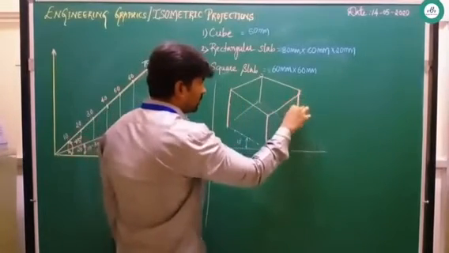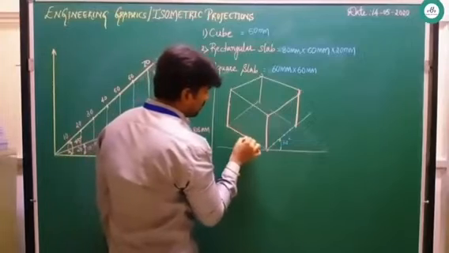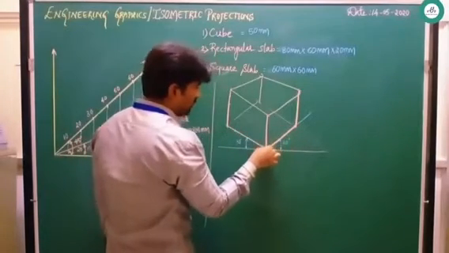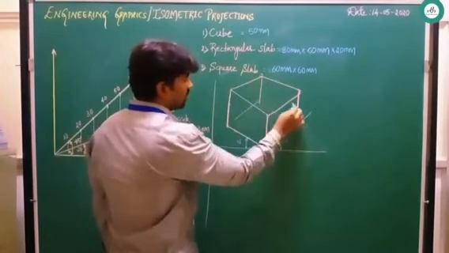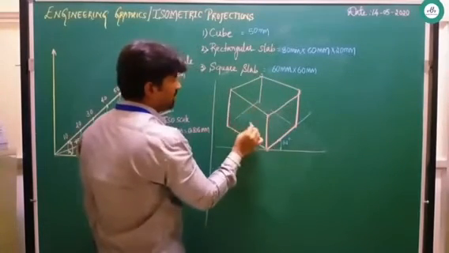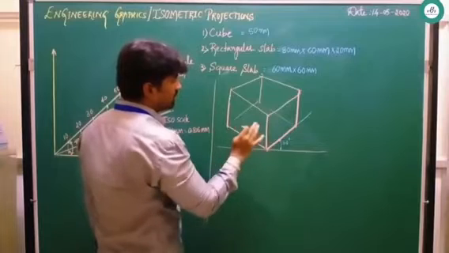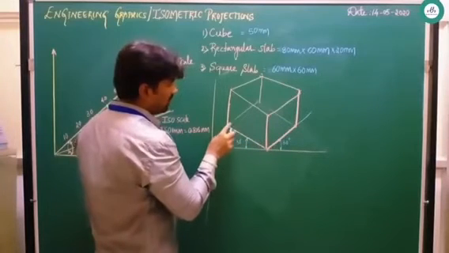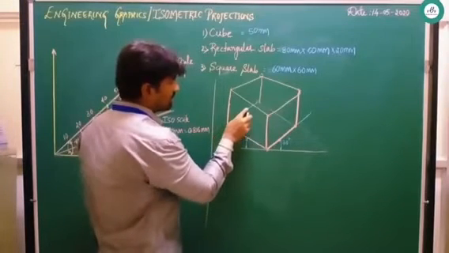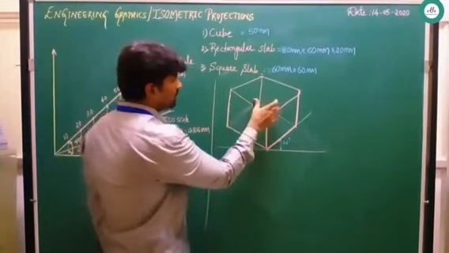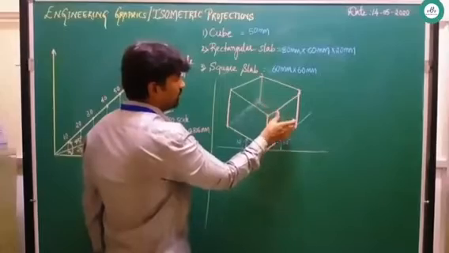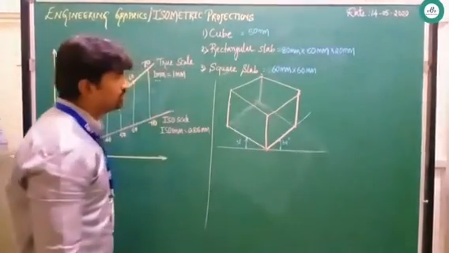One thing you need to remember in isometric: three faces are clearly visible, that is the top face, the right side face and the left side face. Since these faces are clearly visible, the lines passing inside are not visible. You can remove these, or else you can show them with a very thin line.